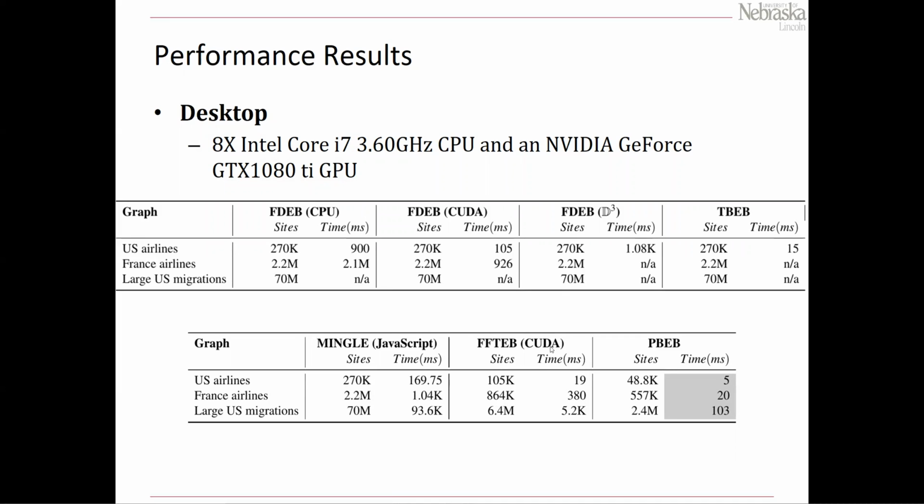And then we can see that across all the algorithms, our pixel-based edge bundling algorithm can achieve the lowest rendering time. For example, for the US airlines, we only need 5 milliseconds to generate the result, and the traditional CUDA-based implementation needs 100 milliseconds. For the large US migration dataset, the traditional CPU-based algorithm cannot generate the result, and our algorithm only takes about 100 milliseconds to generate the result.